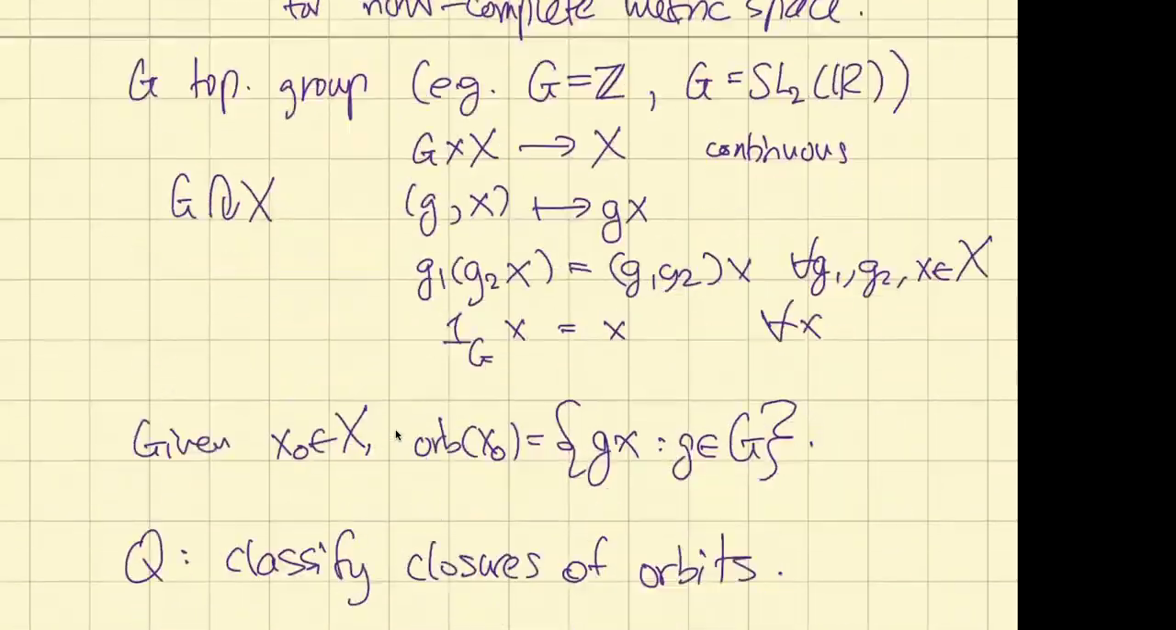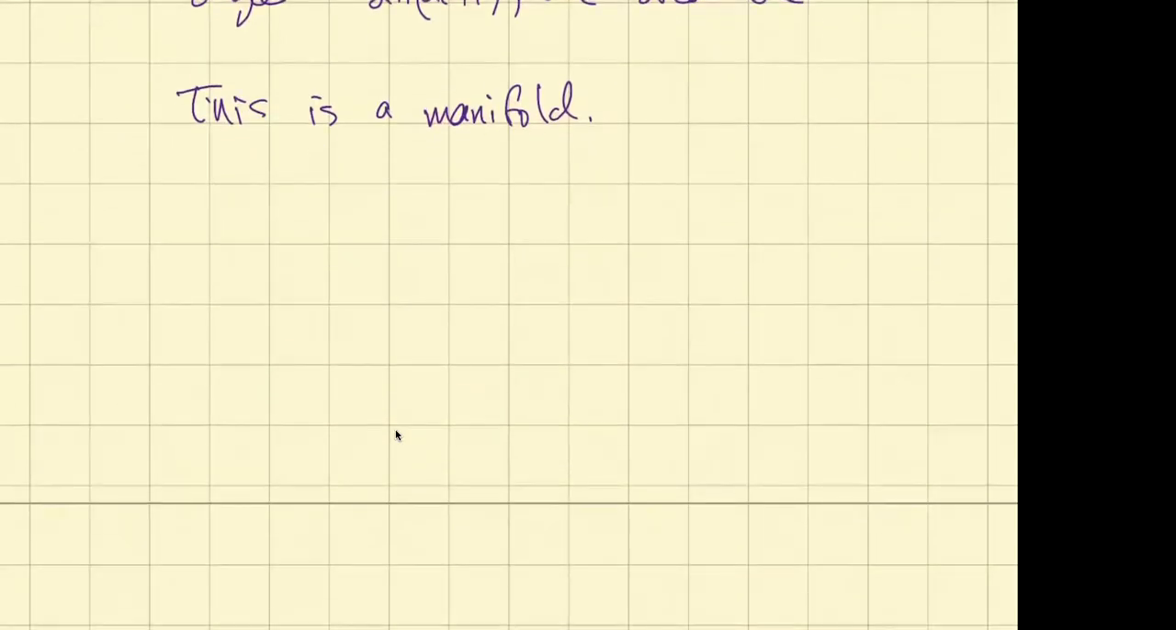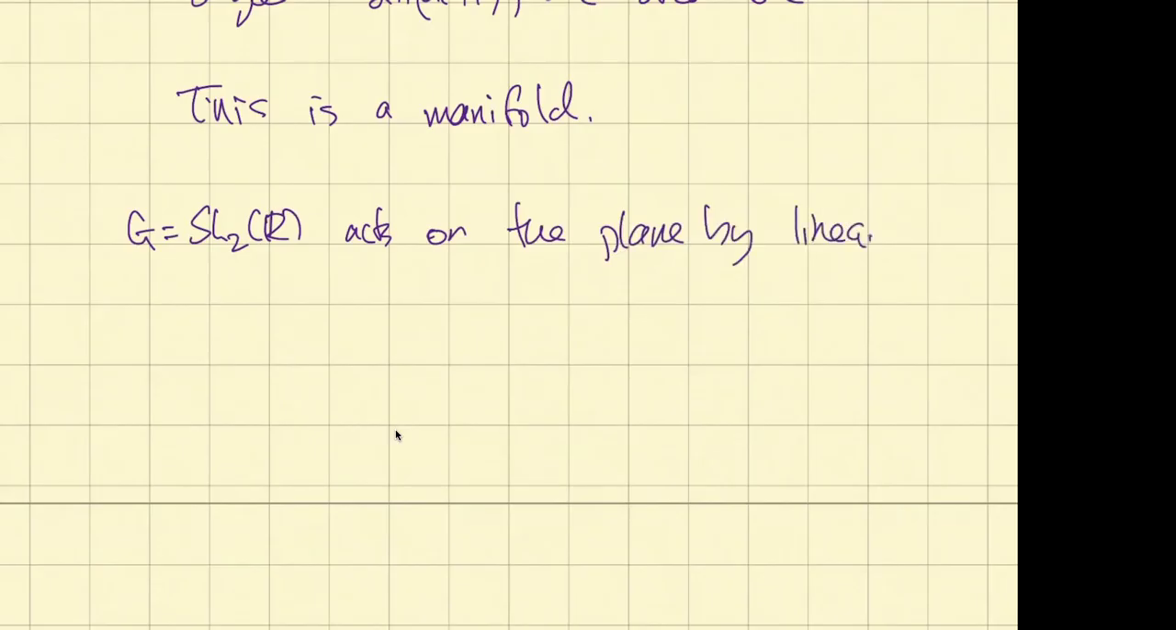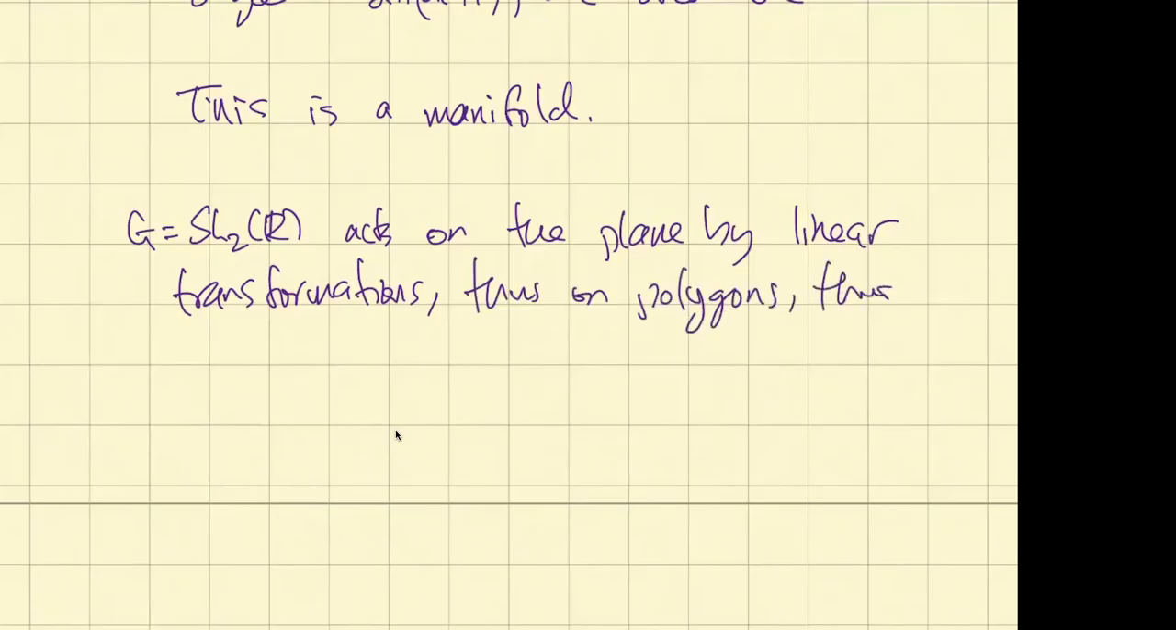Okay, now SL2R, the group of SL2R, what's called G, acts on the plane by linear transformations, thus on polygons, and thus on this moduli. This is called the moduli space of translation surfaces.